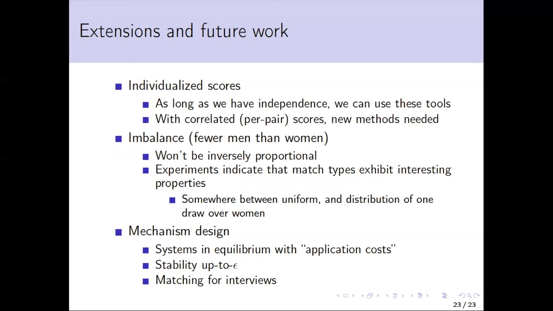And also we've seen that the match type will not be strictly uniform again in imbalanced markets. And finally, we want to ask how our model can contribute to the study of mechanism design. For example, if you consider the actual problem of matching doctors to hospitals through interviews, there is actually additional cost associated with each application, and this is not captured in our current model so far. Further, we may also study more permissive models where, for example, stability can have a more general and relaxed definition that is different from the current standard definition of strict stability.